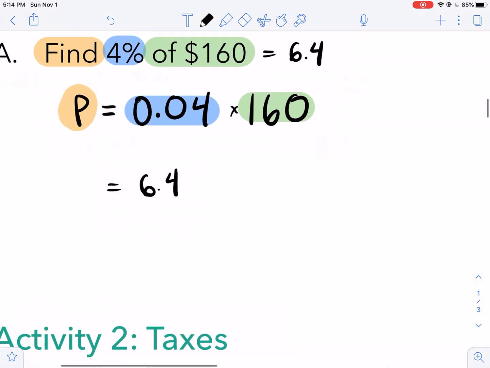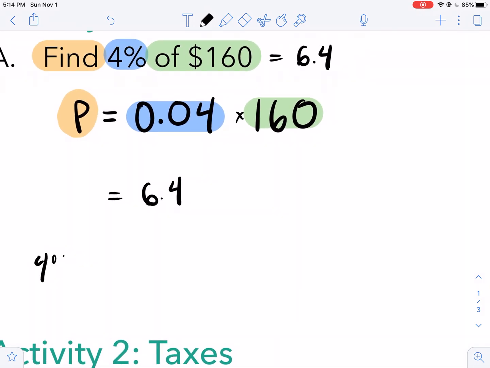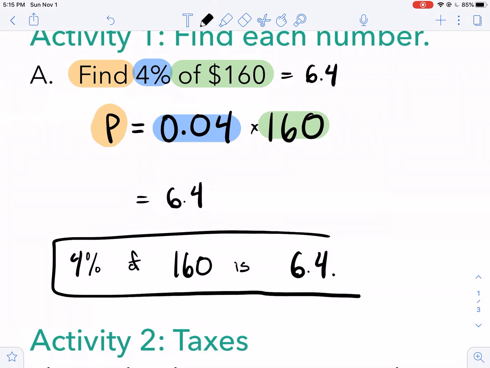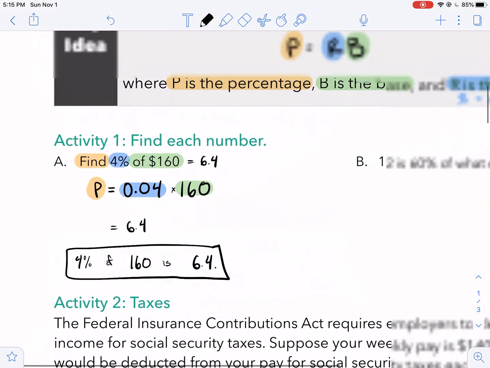But if you want to write that in a complete sentence, you could say 4% of 160 is 6.4. Ta-da! There. Let's do another one.